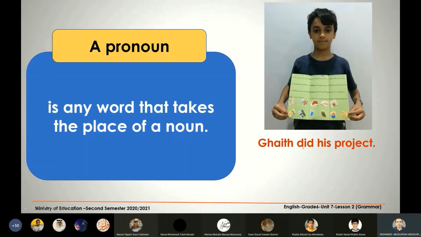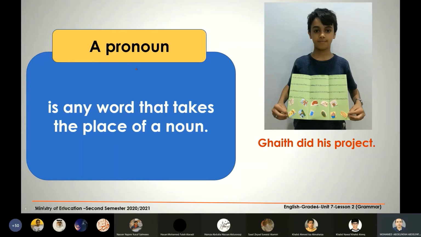So, both Ghaith and the project are nouns. Again, Ghaith did the project. Ghaith is the subject. Ghaith is a noun. Ghaith did what? Ghaith did a project. The project also is a noun. Ghaith and the project are nouns, and we can replace both Ghaith and the project with a pronoun. A pronoun is a word that replaces or takes the place of the noun. We can replace Ghaith with a pronoun. Also, we can replace the project with a pronoun.